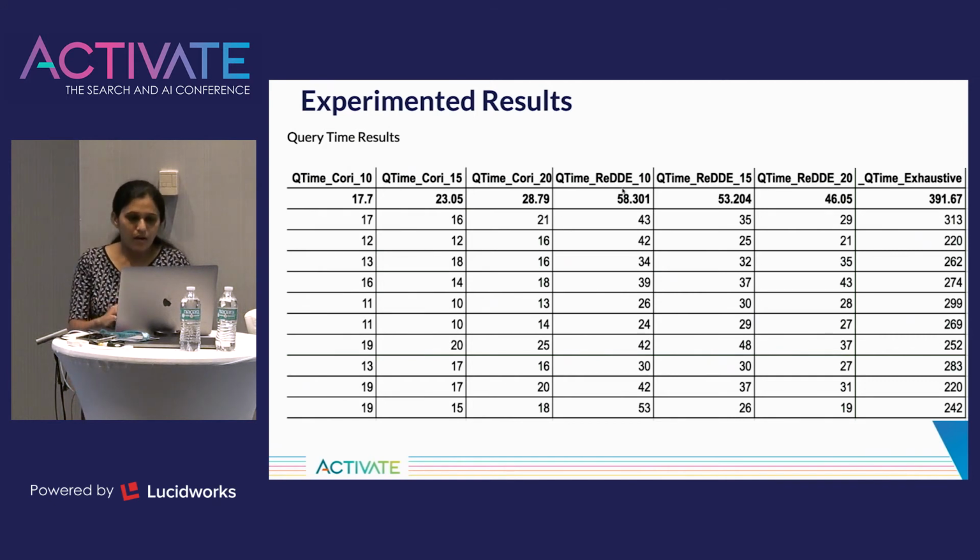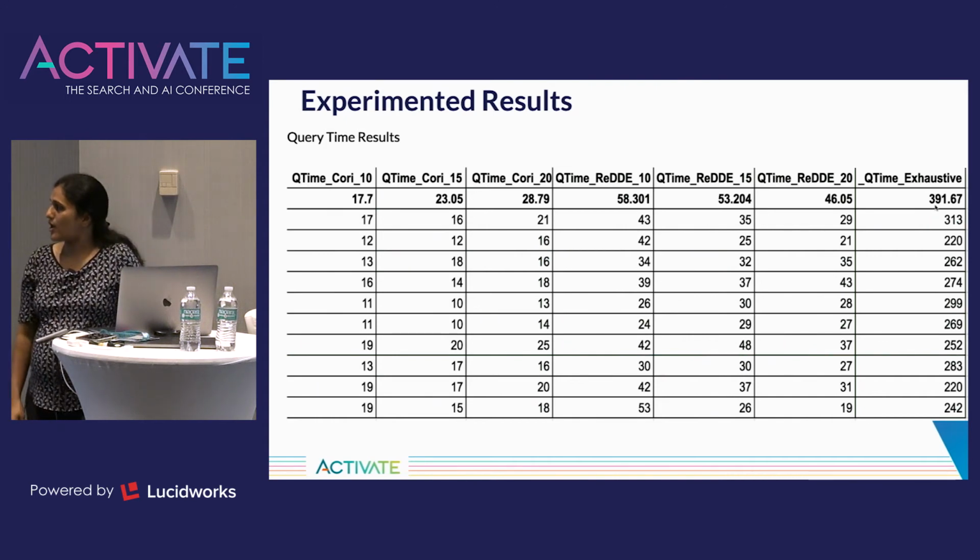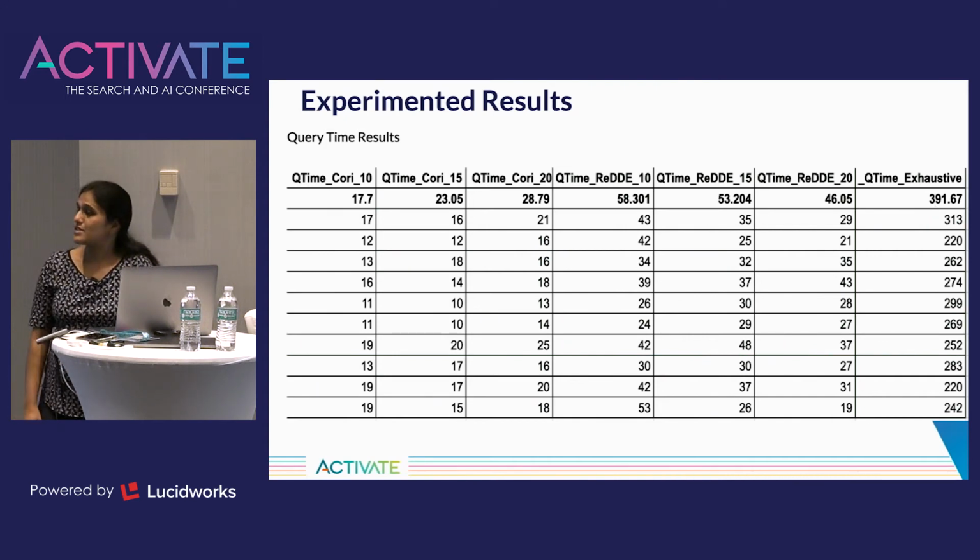And then the ready is a little more expensive than this one because of the way that it does the search. So you see it's taking 10. For 10 it's 58, and for 15 it's 53. This one is exhaustive search, at 391 milliseconds, and this is what we do today in the current implementation.